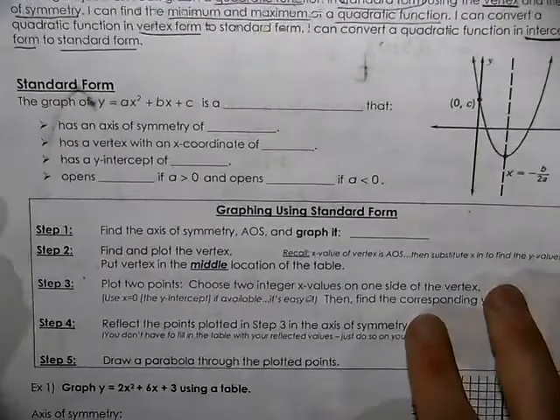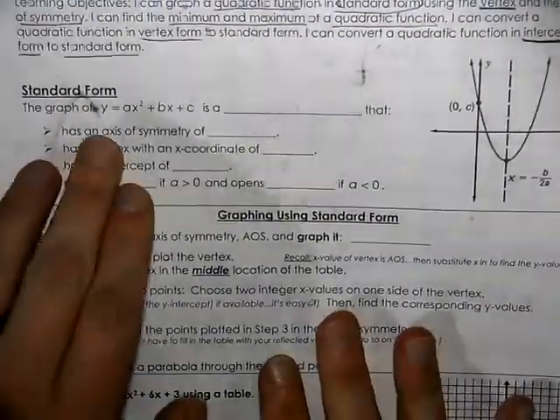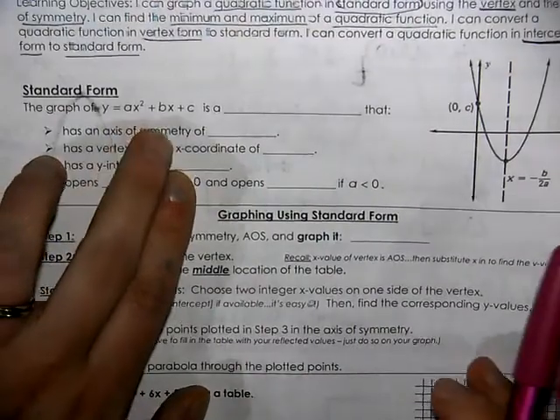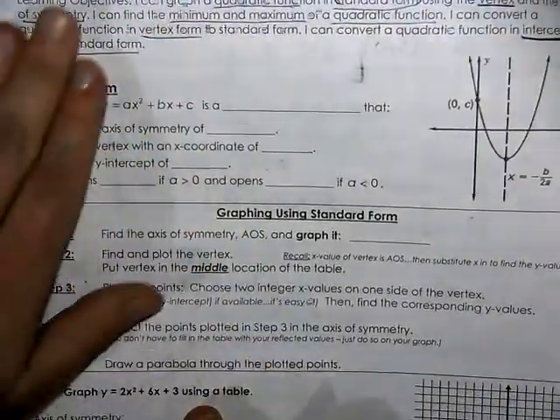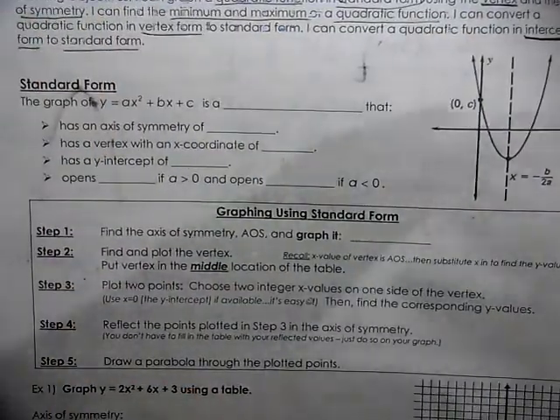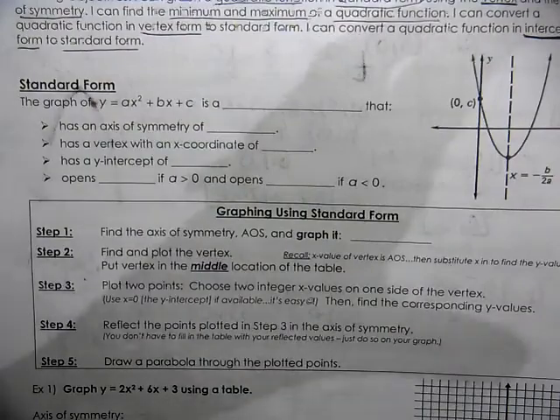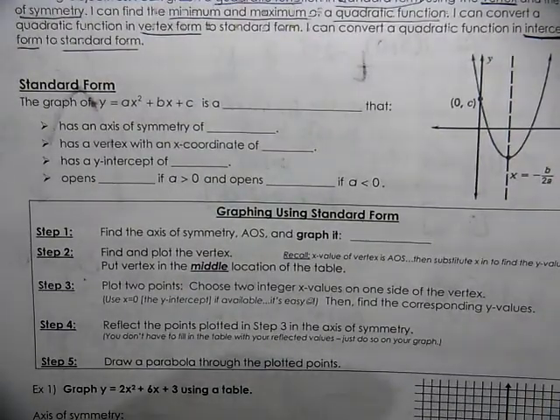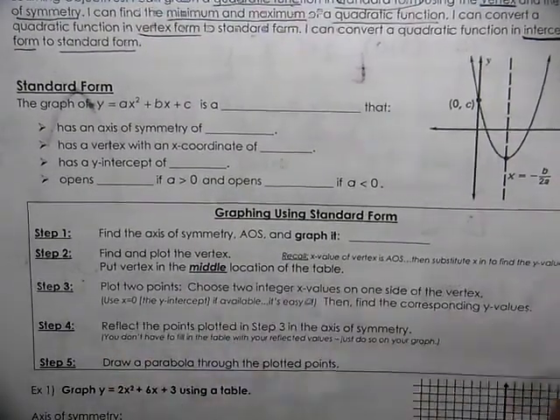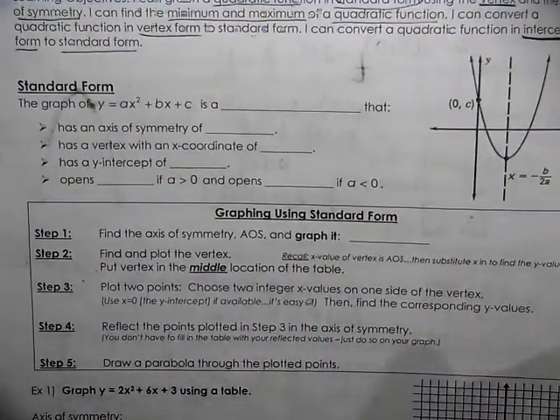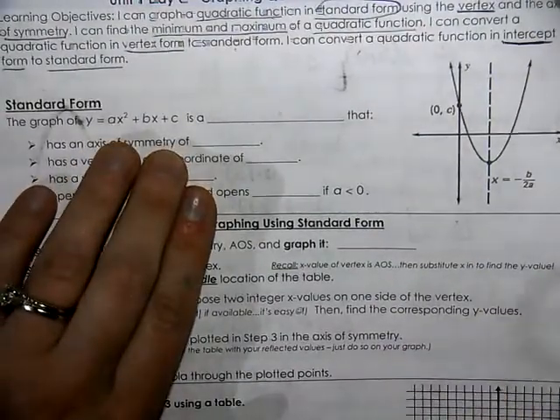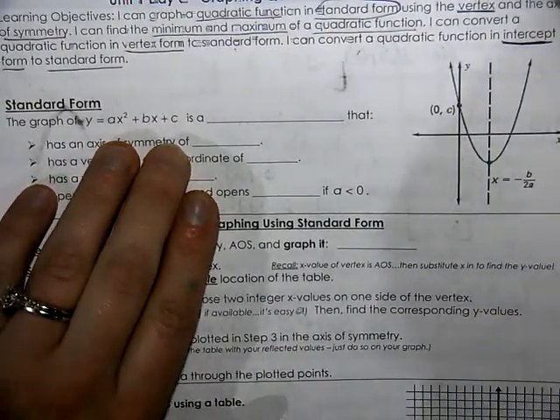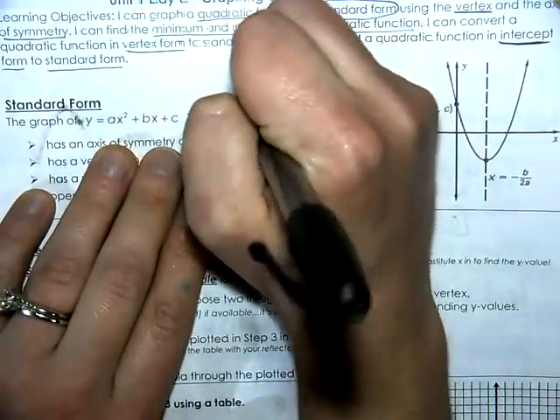So standard form of a quadratic is y equals ax squared plus bx plus c. In the previous forms that we have learned about, we always had parentheses. Vertex form had the parentheses where we had an x minus h inside, and in intercept form, we had the x minus p and x minus q to help us identify the x-intercepts. Standard form has no parentheses in it at all. The graph is still a parabola.